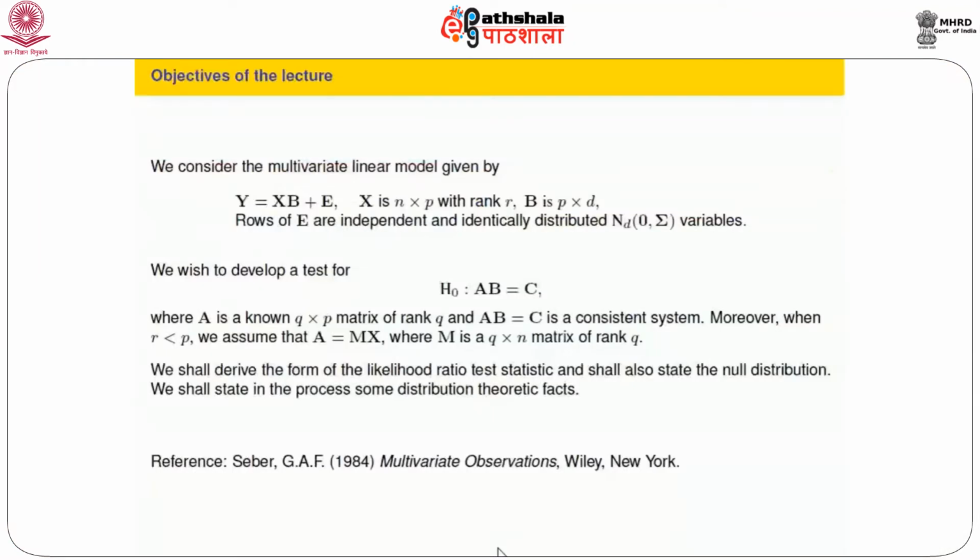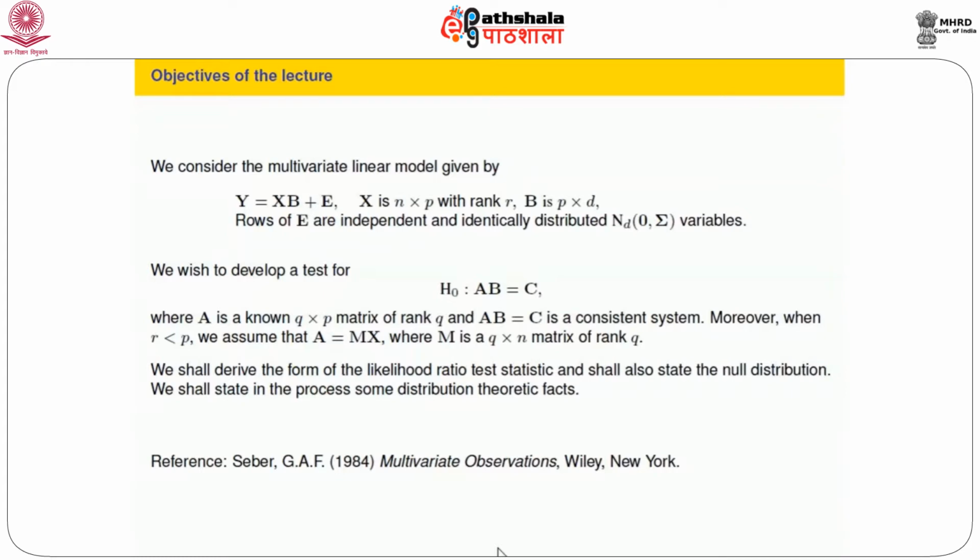Then we went on to discussing least squares estimation of B subject to AB = 0, then AB = C, where the system AB = C is a consistent system. Now we are going to develop a test for the hypothesis AB = C. We shall derive the likelihood ratio test, the functional form. We shall state the null distribution with a little bit of technical background, and in the process we shall state some more distribution theoretic facts. So this is the 6th lecture on multivariate linear models.